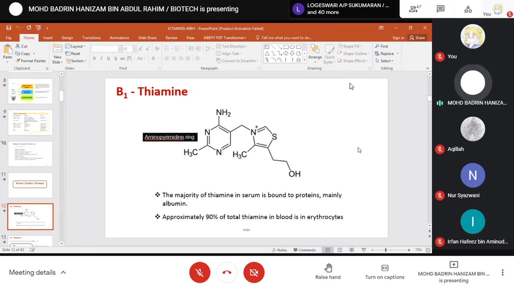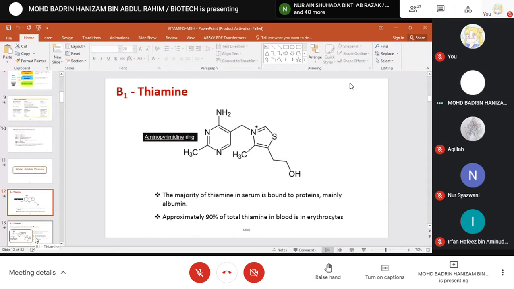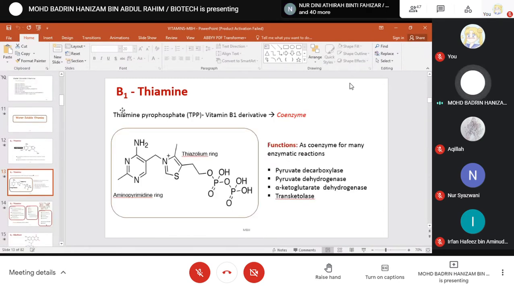The majority of thiamine in serum is bound to protein, mainly albumin. Approximately 90% of total thiamine in blood is in erythrocyte. So you know that this thiamine is bound to protein, albumin, and 90% of this thiamine in blood is in erythrocyte. So the coenzyme is thiamine pyrophosphate, or we could call it TPP, a vitamin B1 derivative. This TPP functions as coenzyme for many enzymatic reactions.